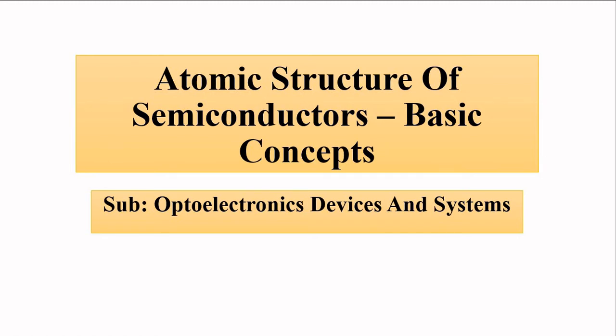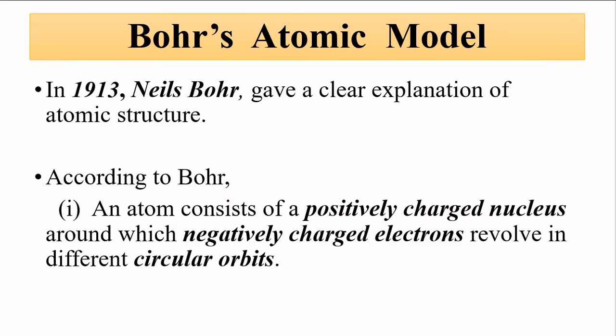Previously we discussed semiconductors and their classification. In this video we are going to discuss the basic atomic structure of semiconductors. Whenever we talk about atomic structure, the basic reference that we take for understanding it is Bohr's atomic model. It was given by Niels Bohr in 1913. According to this model, there are certain postulates.